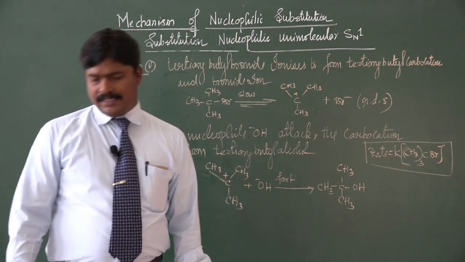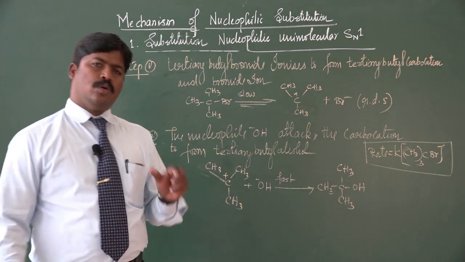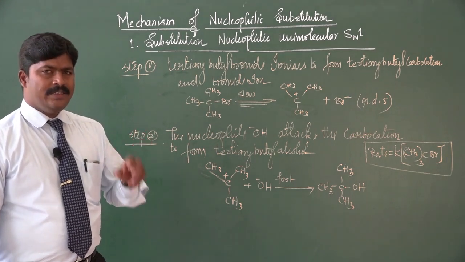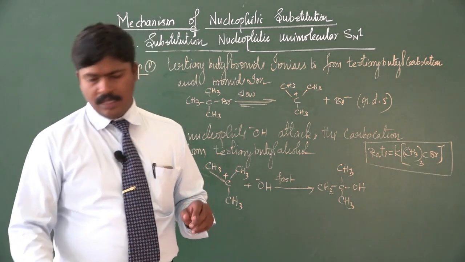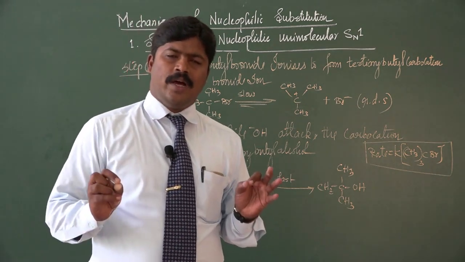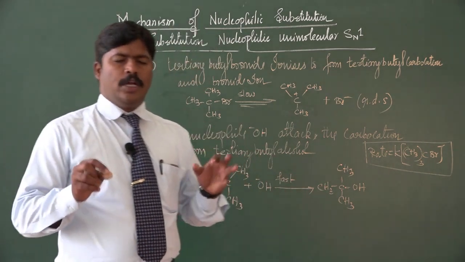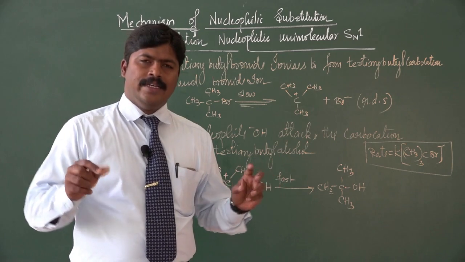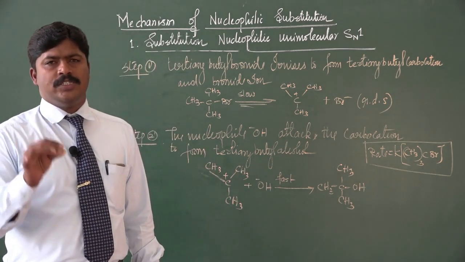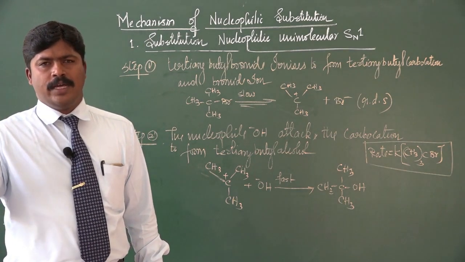In a mechanism, the fast step does not have the right to decide the rate of a reaction, because I told you the slow step will decide the rate of the reaction. That step is called RDS. This is a very important question for your board exam. Many a time this question is asked: explain the SN1 mechanism, or unimolecular nucleophilic substitution SN1. Sometimes in the examination they will ask, explain the mechanism involved in the reaction of tertiary butyl bromide with aqueous potassium hydroxide in forming tertiary butyl alcohol.